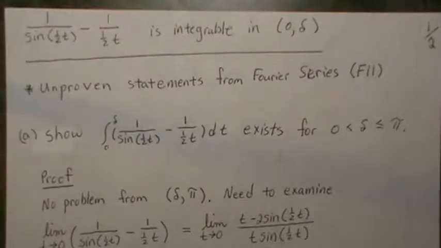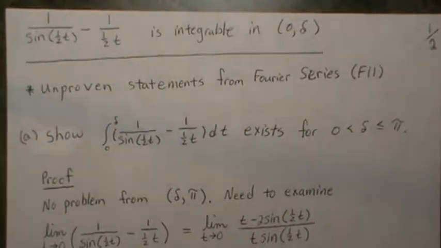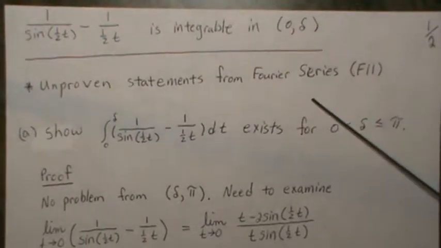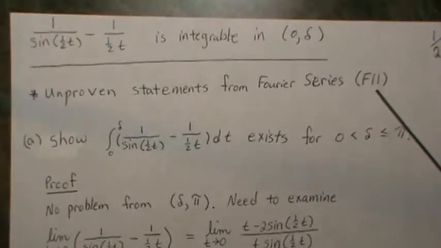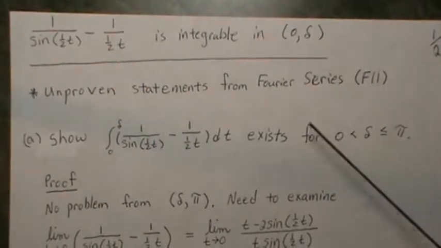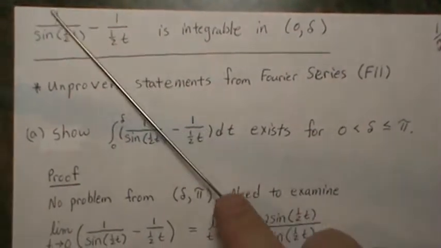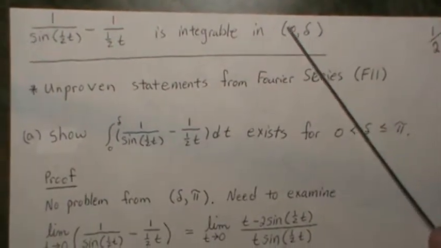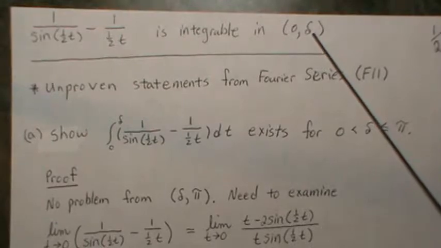Hello, this is the next video, and I'm going to call it Unproven Statements from my Fourier series. This one's from the 11th video in the series, where we assume that this integral, or this function, is integrable in the domain of 0 to delta.